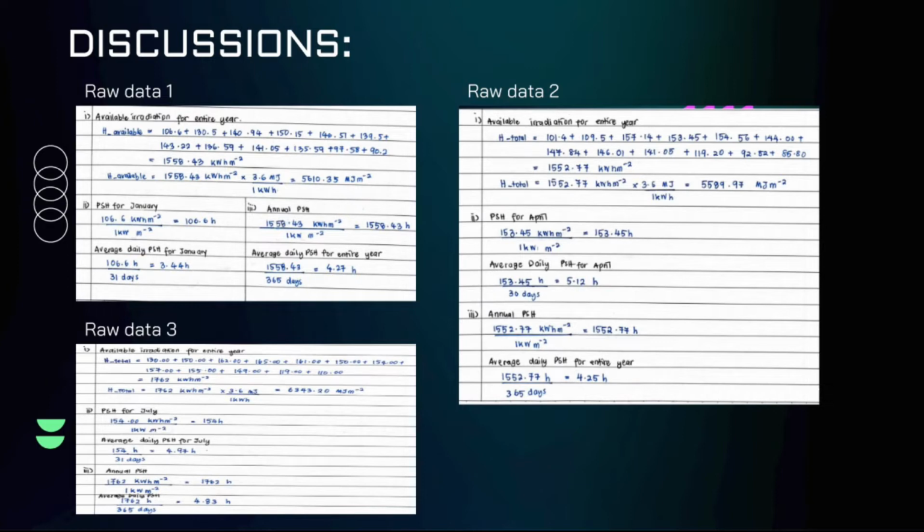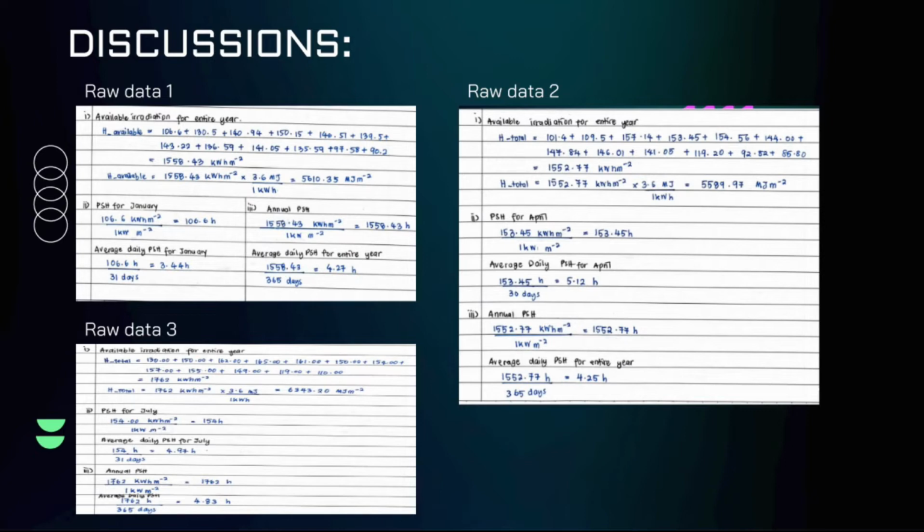The daily average for each month is calculated by dividing the irradiance total each month by days, while daily peak sun hours for the entire year is calculated by dividing the annual peak sun hour by days in a year. The total irradiance for raw data 1, 2, and 3 are 5610.35 megajoule per meter squared, 5589.97 megajoule per meter squared, and 6343.20 megajoule per meter squared respectively.